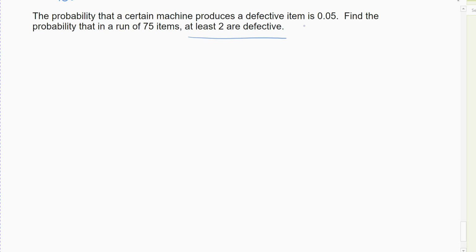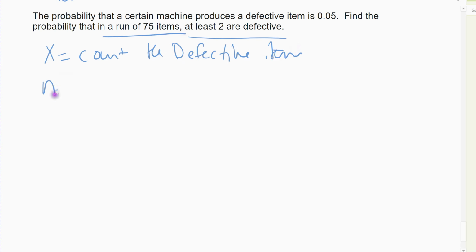Alright, so this time, even though we're looking for defective items, that's success. So success isn't a good thing, but we want to find the defective items so we can get rid of them, or fix them, or do whatever. So X is going to count the defective items. Run of 75 items, meaning that's how many they're producing. The probability that you get a defective item is 0.05, which means the probability it's fine, not defective, would be 0.95.